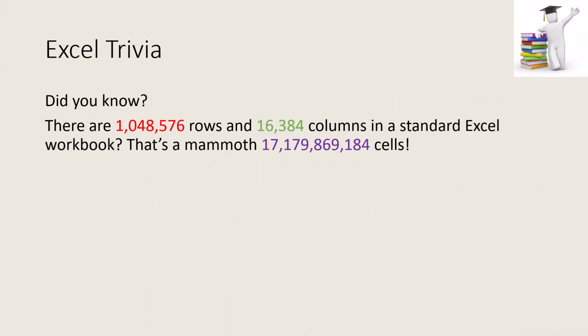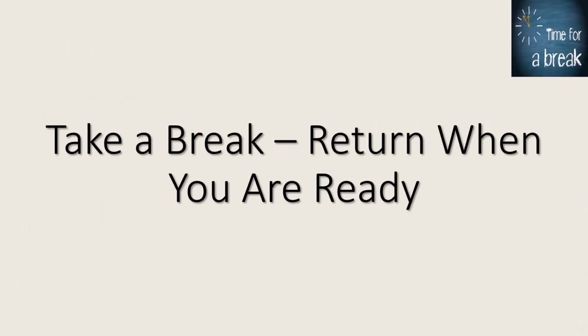Let's take a look at some Excel trivia. Did you know there are 1,048,576 rows and 16,384 columns in a standard Excel workbook? That's a mammoth 17,179,869,184 cells. Pretty amazing. Let's take a break and return when you are ready.